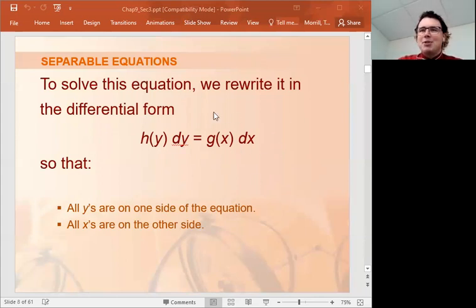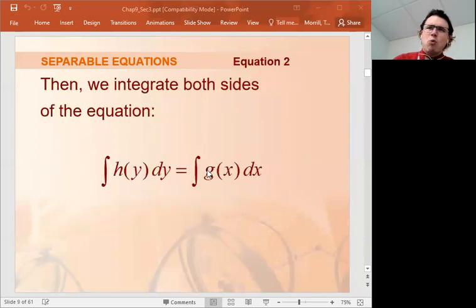Because I was able to get those x's and y's separate from each other, now all of the x's are on the right side of the equation, all of the y's are on the left side of the equation, and how do I get rid of those differentials? Why, I integrate. Very simple.